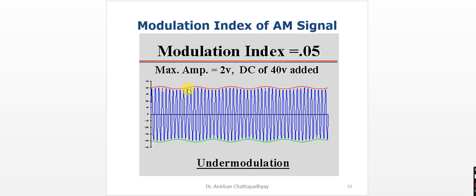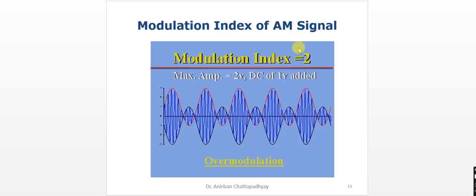Here the envelope does not touch the zero amplitude axis. And this is the over modulation, where the modulation index I consider is 2, so obviously the crossover section will happen, and in over modulation I cannot retrieve my message signal back using a simple envelope detector. So we never prefer over modulation.